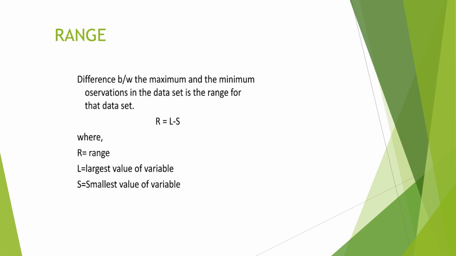First is the range. Range is the difference between the maximum and the minimum observations in the data set. That is, range is equal to L minus S, the largest value of item minus the smallest value of item.